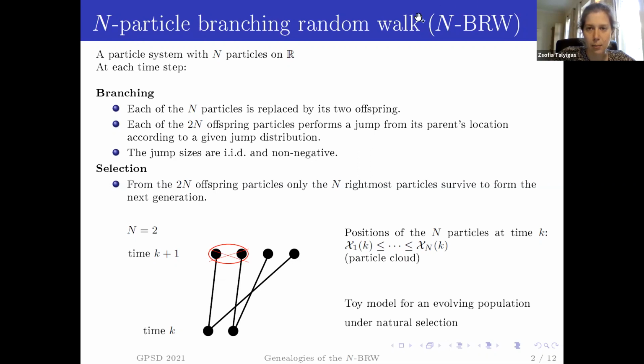I will write N-BRW for the name of the process. So the N-BRW is a discrete time particle system with n particles on the real line at all times. It's an iteration of branching and selection steps.